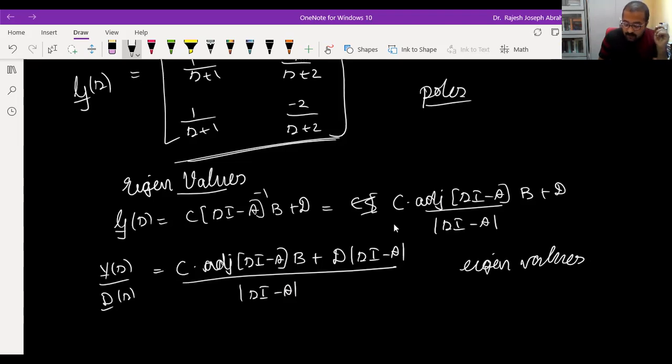When you equate the denominator to 0, you get the characteristic equation, and if you equate determinant SI minus A to 0, you should get the corresponding characteristic equation. So poles of the transfer function and eigenvalues of determinant SI minus A equal to 0 are one and the same. They correspond to one another.